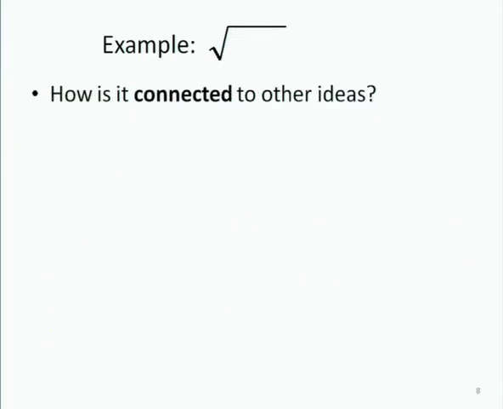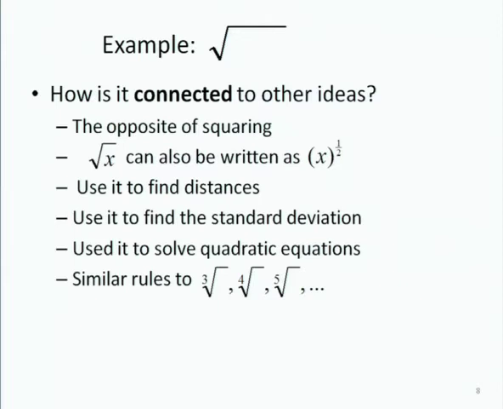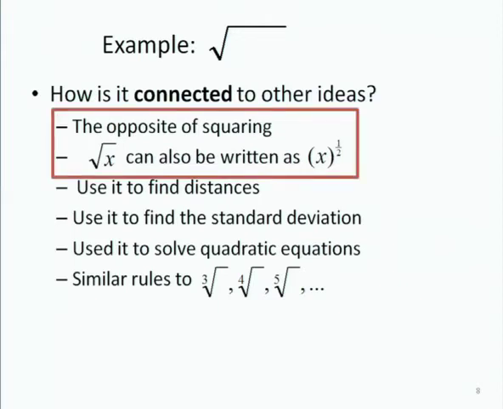How is it connected to other ideas? Well, firstly, it was the opposite of squaring. And secondly, you can write it in yet another maths notation. So root x can also be written as x to the power of a half. They mean the same thing, but they're different notations. So that's what I mean by connecting to other things. We're saying that's connections to what it means and to other notations that mean the same stuff.